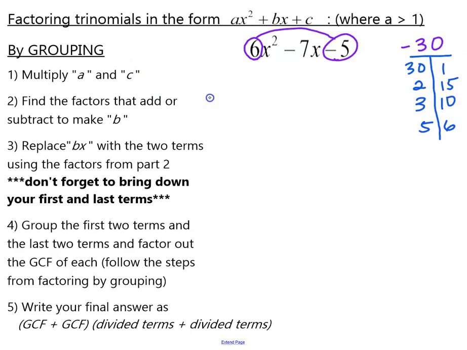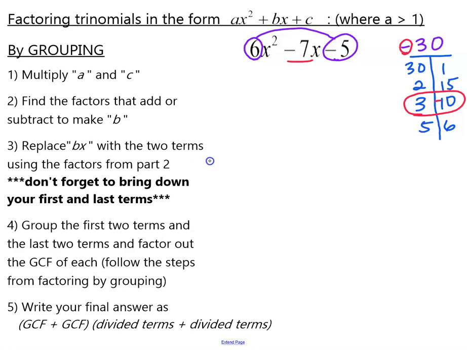Then we have to find the pair of factors that subtracts to make negative 7. So 3 minus 10 will give us a negative 7. So we want these factors. Now this is where our process is going to be a little different from factoring trinomials when a equals 1. Positive 3 and negative 10 do not take us straight to our final answer. Instead, we have a few more steps.